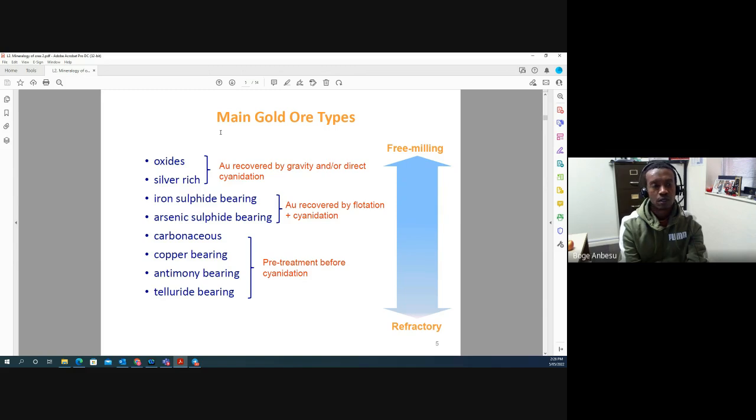Also, in some cases, we have bismuth, antimony, and so on that are in close association with the gold. I don't know what happened. Looks like many of you were just disconnected.